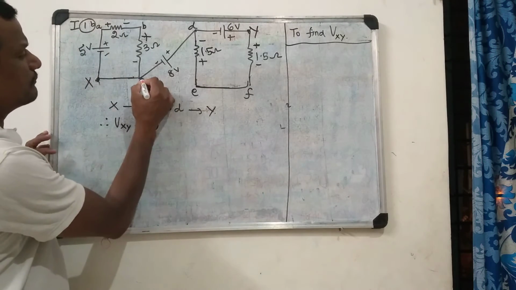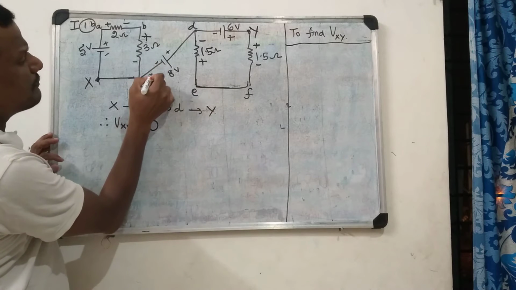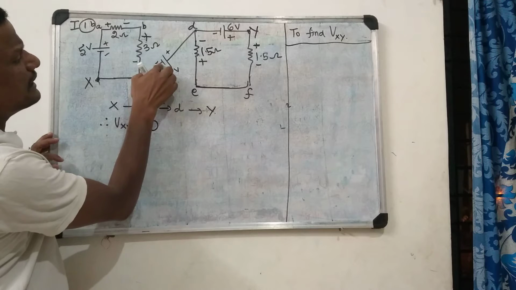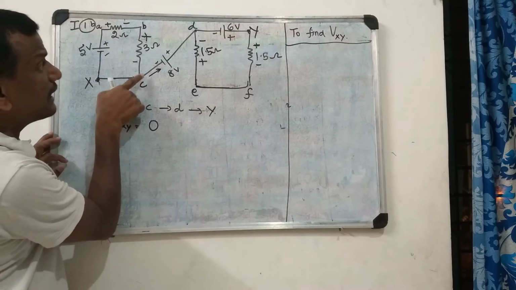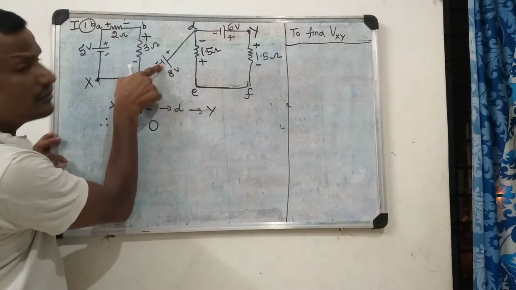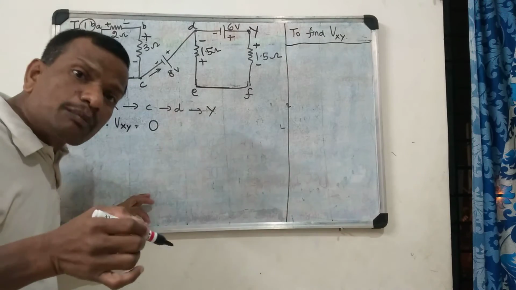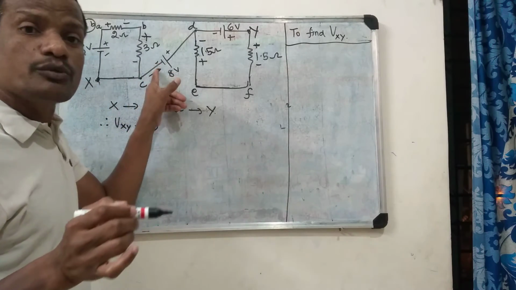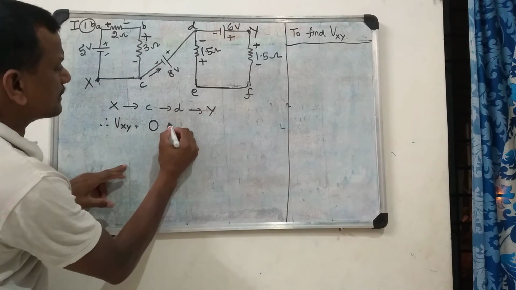I have reached here. Then I am traveling here. For this battery, when I travel from C to D, I am touching the negative terminal first. Since I am touching the negative terminal of the battery, that voltage should be taken as positive. So this is plus 8.